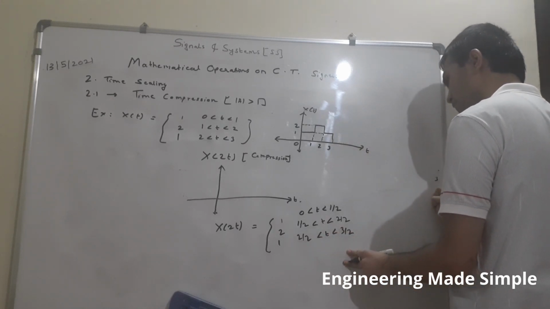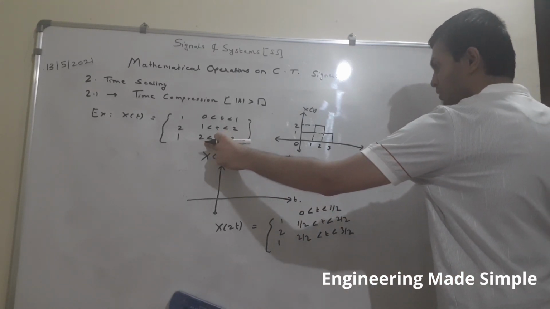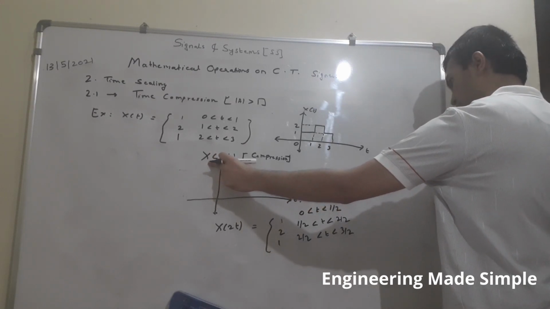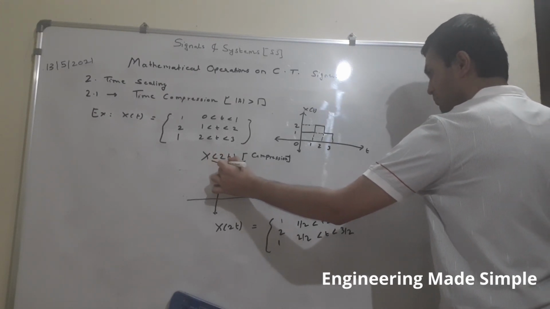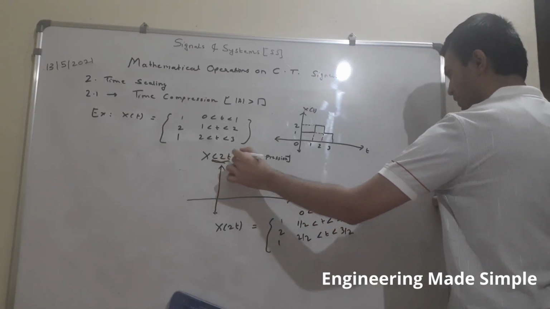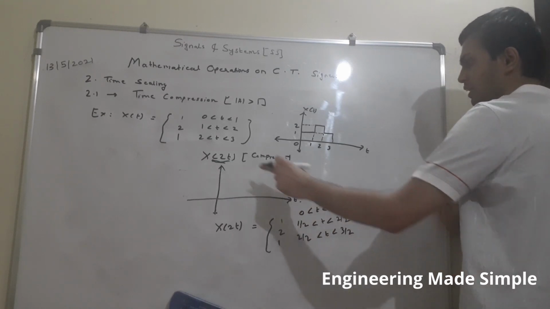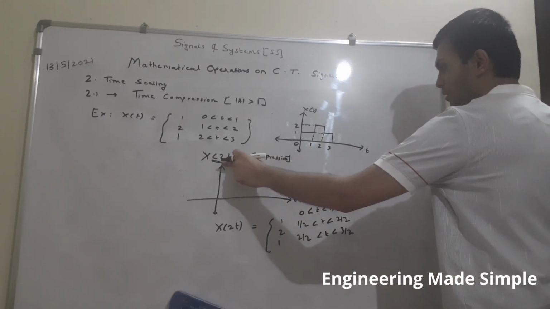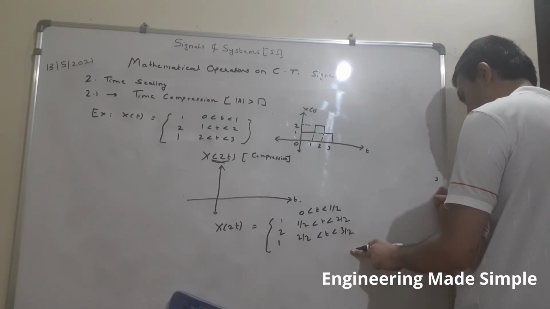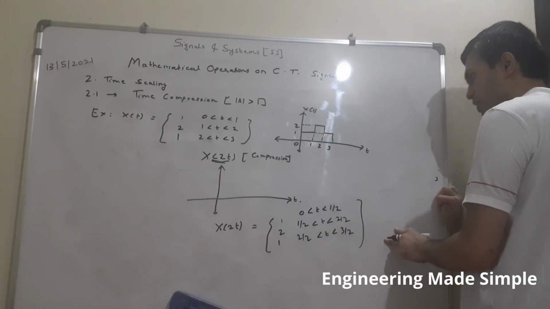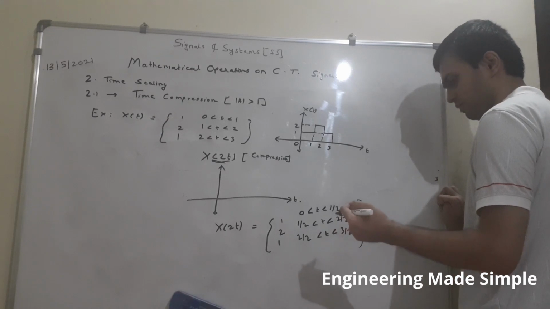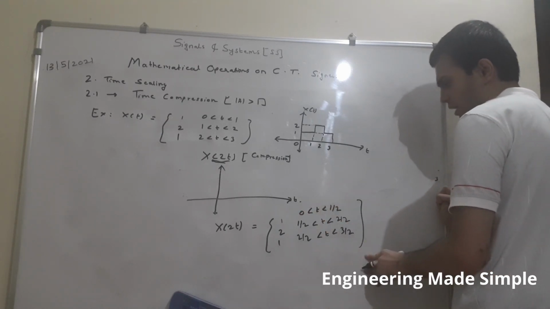Now understand one thing. Whatever the time interval values were, we divided by 2 because here we were asked to find x of 2t. So whenever we have a constant multiplied here and its value is greater than 1, you need to divide the time intervals. If the constant multiplied to the independent variable time t is greater than 1, then you need to divide the time intervals in the final output waveform, if you are asked to plot the waveform and perform time scaling.